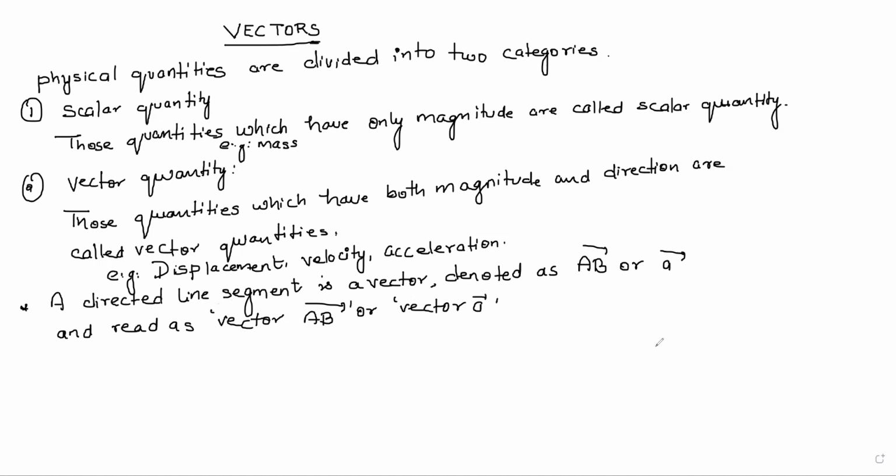For example, if you have a line segment like this, okay, this is A and this is B. Direction it's like this. So this can be represented by this vector AB or by this vector A. Okay, and this is read as vector AB. Hope this is clear. So please note down this and confirm me.